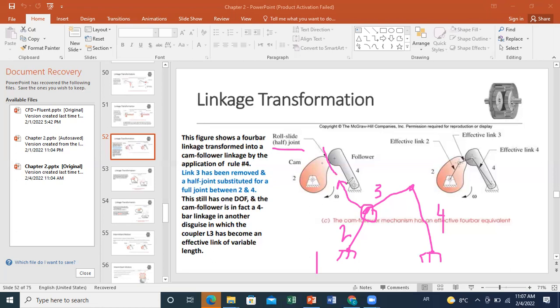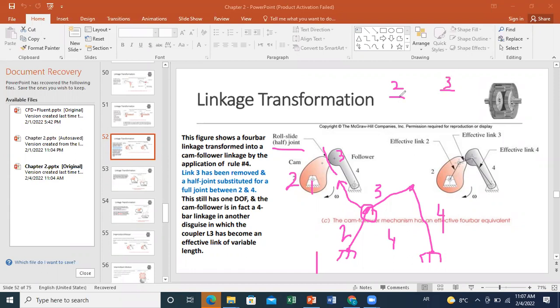The second strategy is to remove a link. So here, for the cam follower, if you count the number of links, the ground is the first, the cam is the second, and the follower is the third. So you have only 3 links compared to 4 links for the 4-bar linkage system. So the second strategy was to remove a link. So here we did 2 transformations, number 2 and number 3.